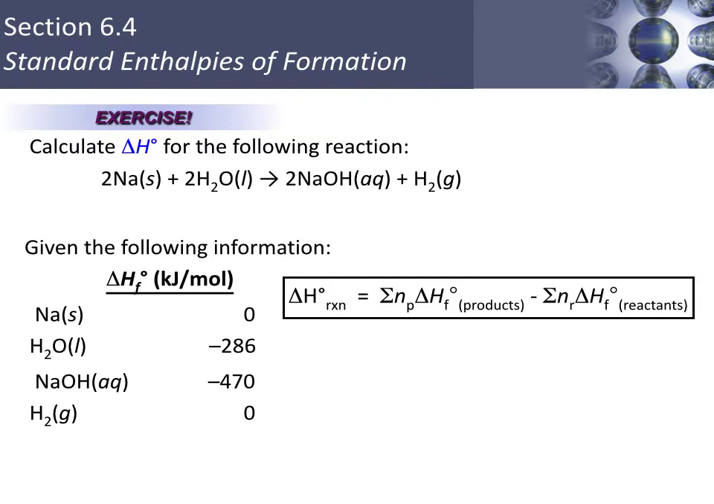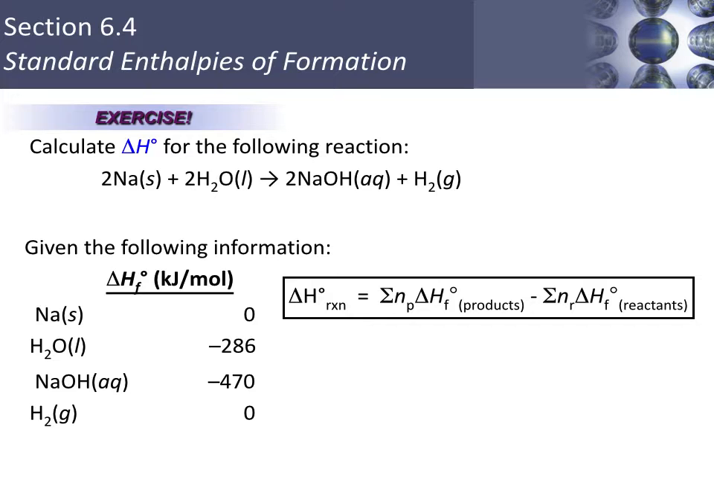The first thing that you do for them is the Hess's law equation, where the delta H of the reaction is going to equal the sum of delta H's for the products minus the sum of delta H's for the reactants. Now, what would that look like? You can pause it here and try to calculate it before I show you.